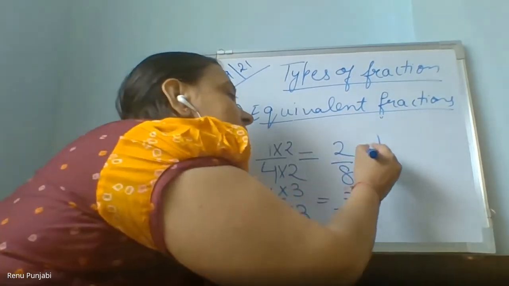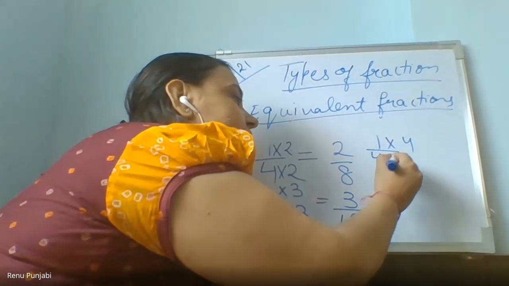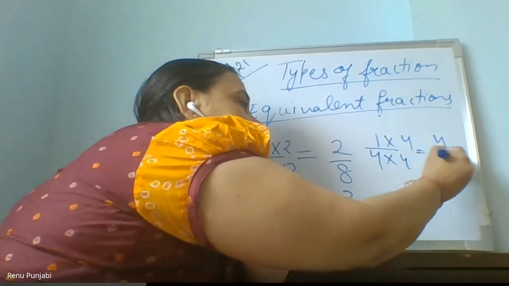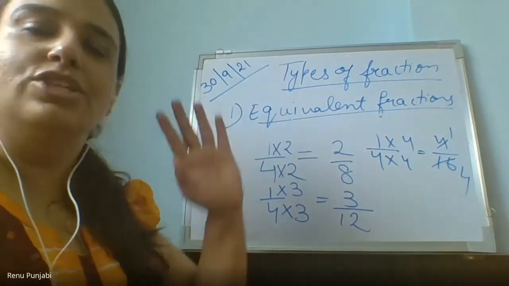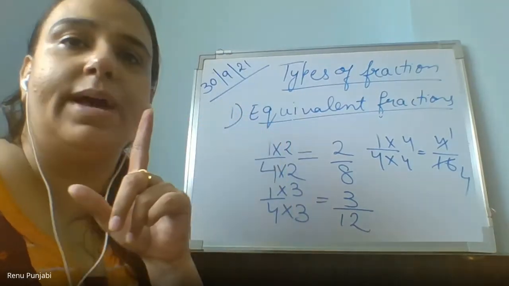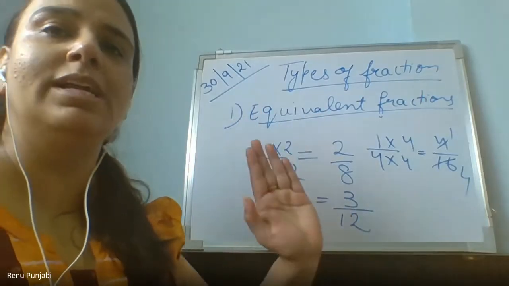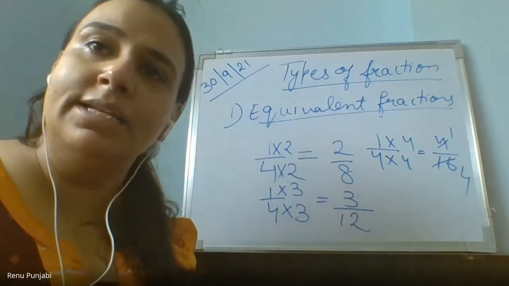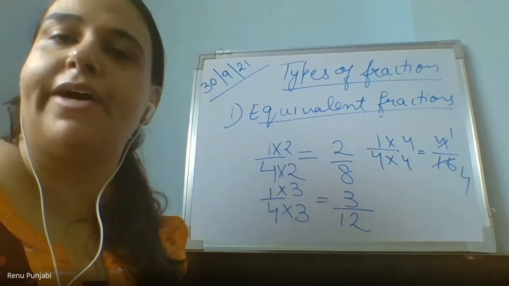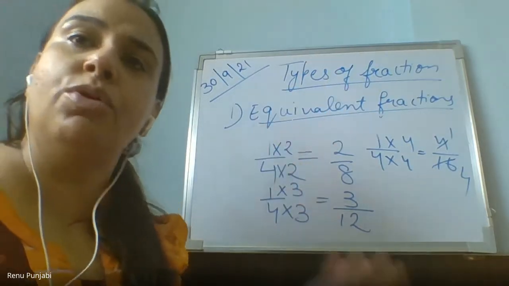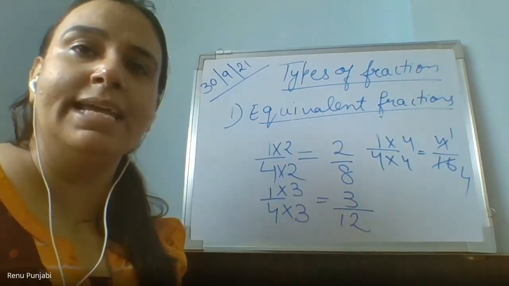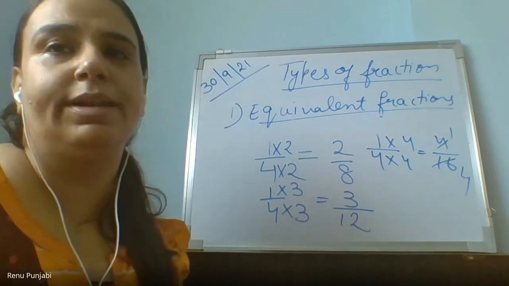If you want to multiply 1 upon 4 with 4, it will be 4 upon 16, and 4 upon 16 is also 1/4. 4 fours are 16. Got it? If you want to multiply with 5, you multiply the numerator and denominator with the same number 5, and you will get equivalent fractions same as 1 upon 4. The same rule applies to 1 upon 2 also. You can multiply it with any number and get more equivalent fractions.